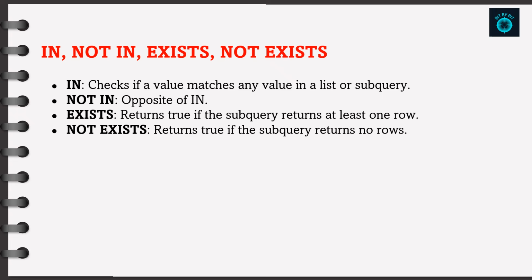If the subquery returns a null, not in might give unexpected results because null is treated as unknown. The exists operator returns true if the subquery returns at least one row. Think of it as asking, does at least one match exist? Not exists is the reverse. It checks if no matching row exists. This is often used for finding records without a related record in another table.